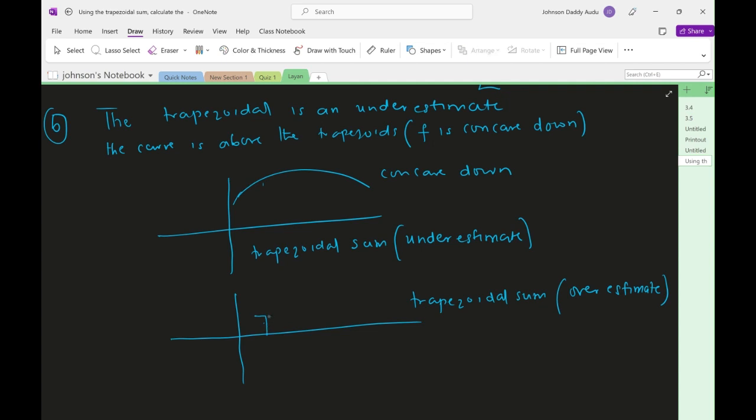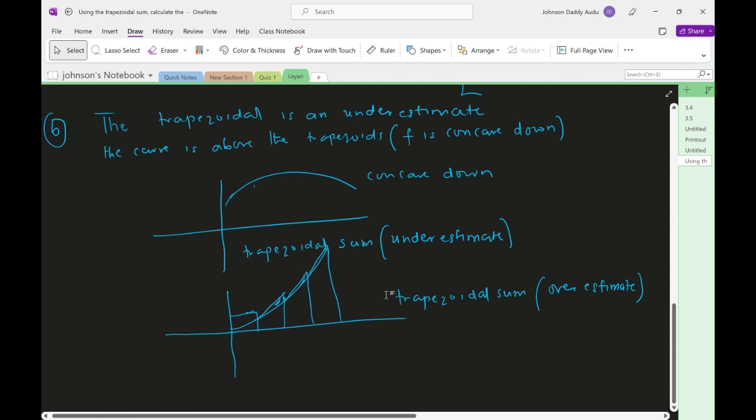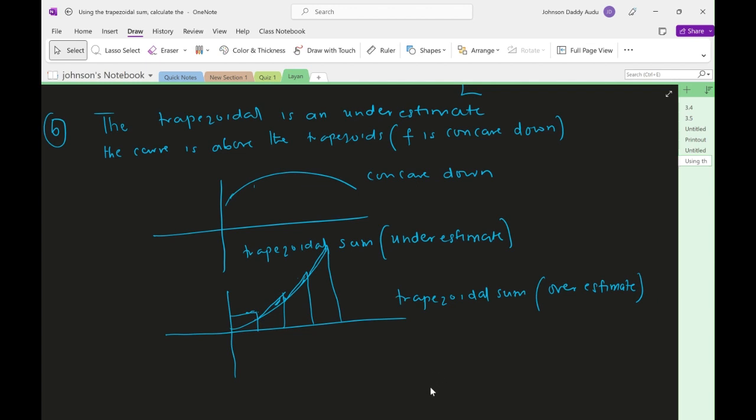For example, if you have something like this, and you want to measure it, if you want a trapezoidal, you need to go this way, right? See, you need to go this way. So you see some part of the trapezoid will be above the curve. So all these parts are above the curve. So it will be an overestimate. All right. So I hope this explanation is clear. Thank you for watching.